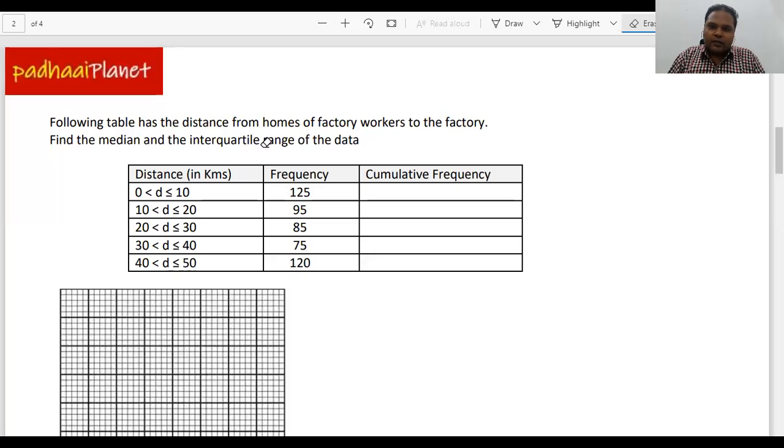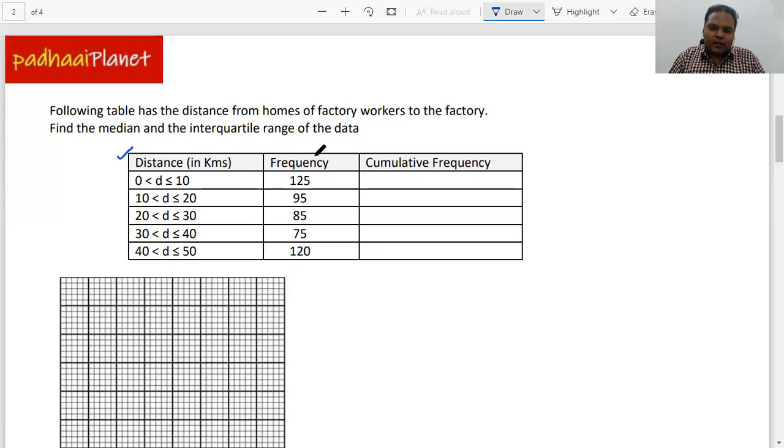Hi, welcome to Padai Planet, and today in this video we'll be discussing the cumulative frequency and median when we are given the class interval, right? So here we are given the class interval. These are the class intervals, and we need to find out the median and the interquartile range of the data.